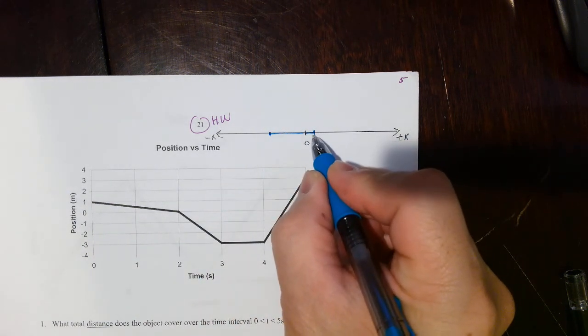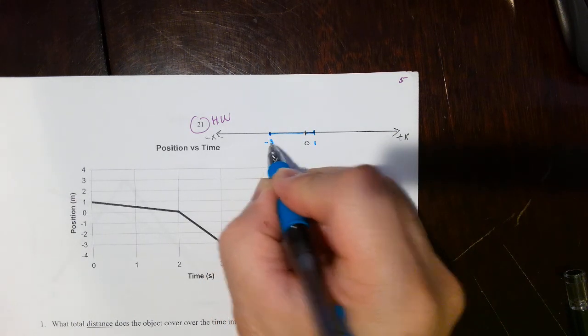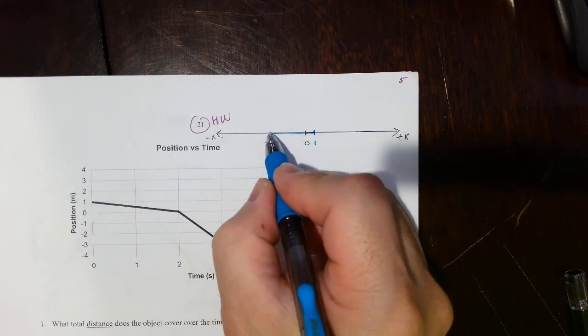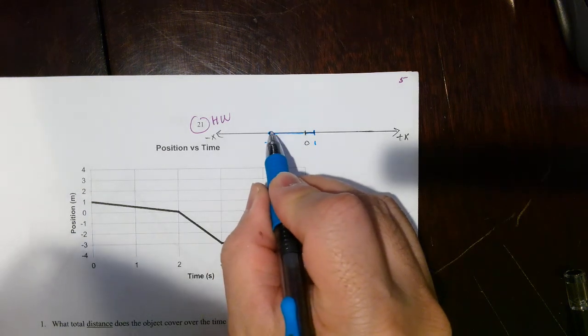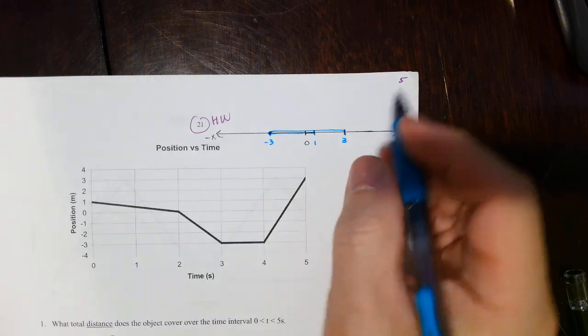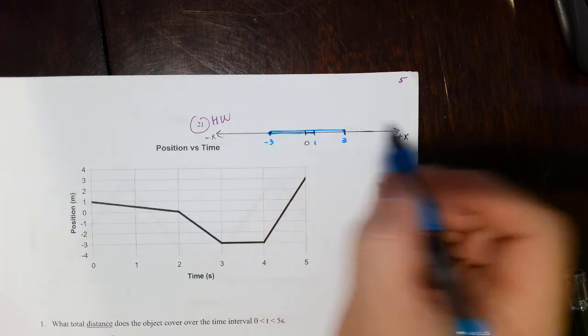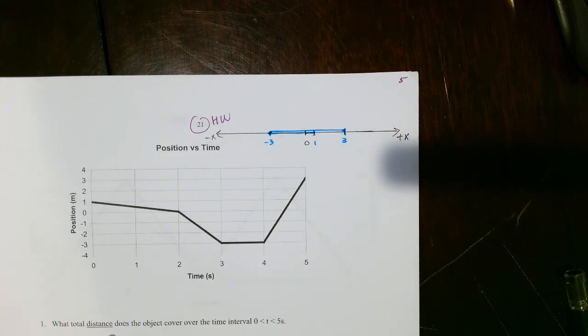Right? So this takes 2 seconds to go from here to here. And then it takes 1 second to go from 0 to negative 3. And then it stays there for another second. And then after that, 4 seconds, it's going to go from negative 3 to positive 3. Right? It's going to go from here to positive 3 in 1 second. So it ends up here. So it starts here, ends up there for the total trip of 5-second travel. Okay?